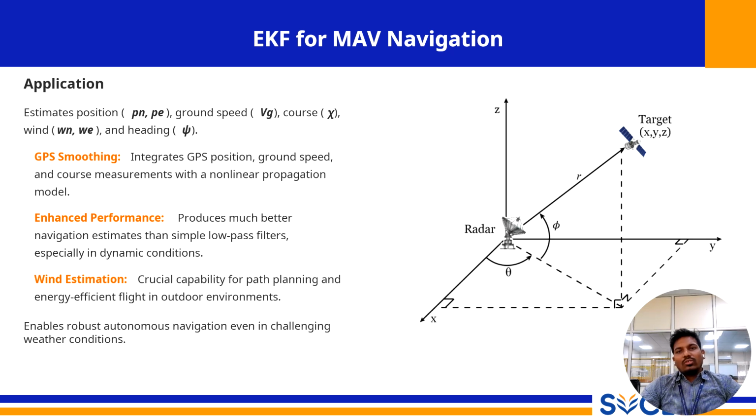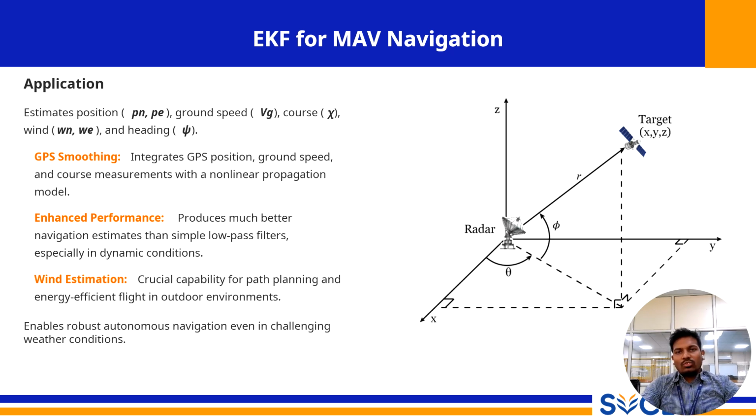Having seen how the extended Kalman filter is applied to altitude estimation, we can now expand its scope to the even more comprehensive task of full MAV navigation. This involves not just knowing how the drone is oriented, but also where it is going and what environmental forces are acting upon it. The navigation EKF estimates a much larger set of variables.